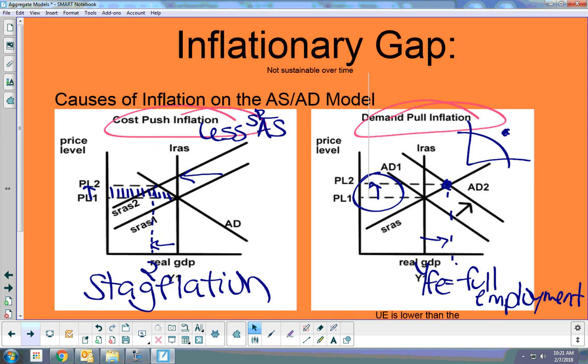Oh my God. Can you see that? It's not sustainable. You can read that. You probably have 20/20 vision. It's not sustainable over time.